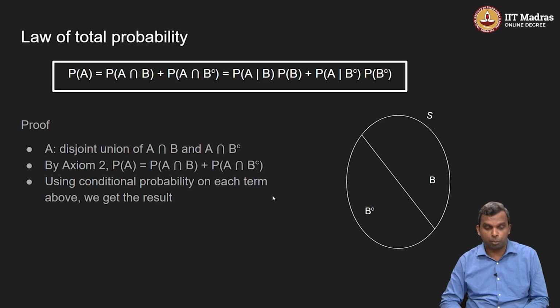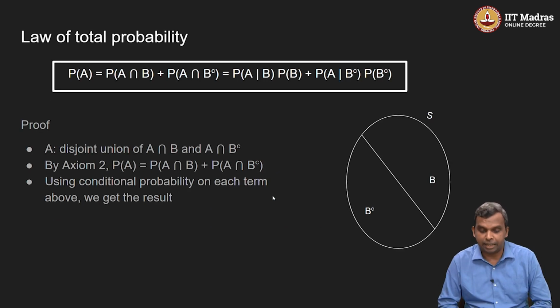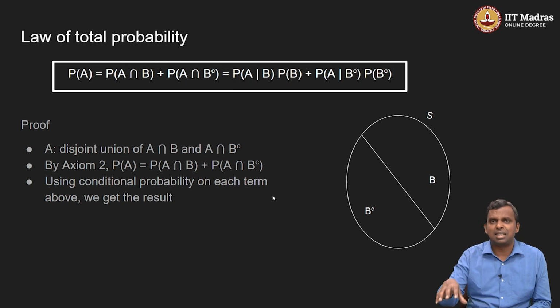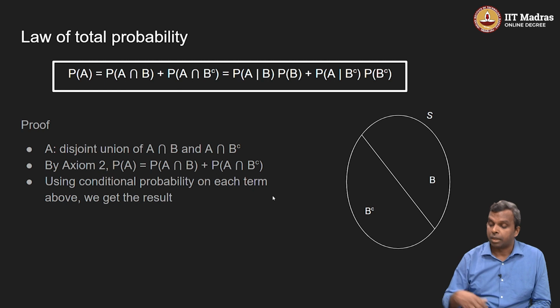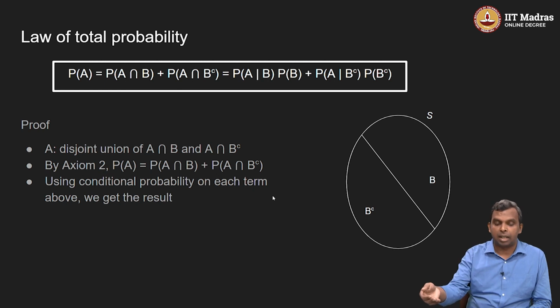Okay, so that's the law of total probability. The law itself can be stated in this very simple fashion. Let me start with the Venn diagram. I find it always easy to talk about the Venn diagram. Given the sample space S, let's say you have an event B, right?